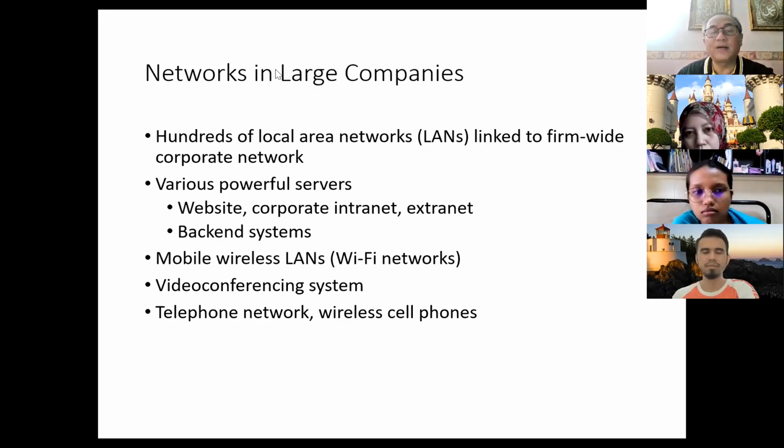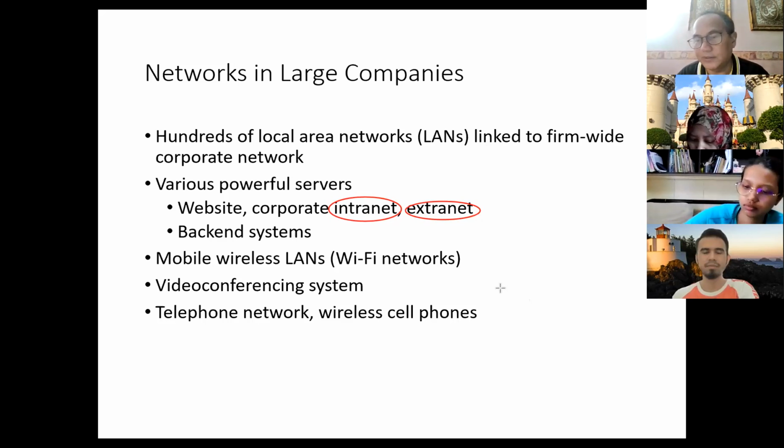So what is extranet? What is intranet? Intranet is the network within the organization. Extranet is the network that goes beyond, external to the external party. So intranet is within the organization, extranet goes outside to the external party. So these are intranet and extranet.